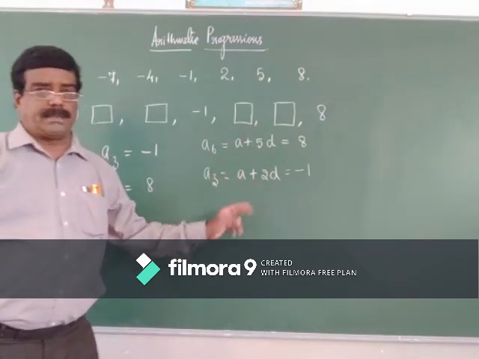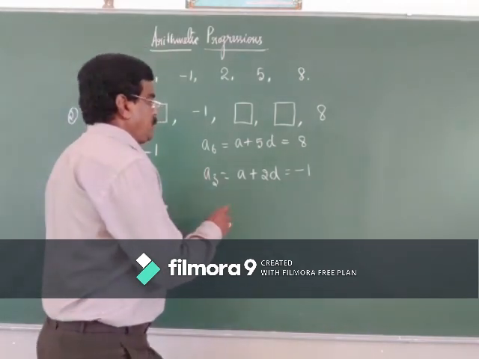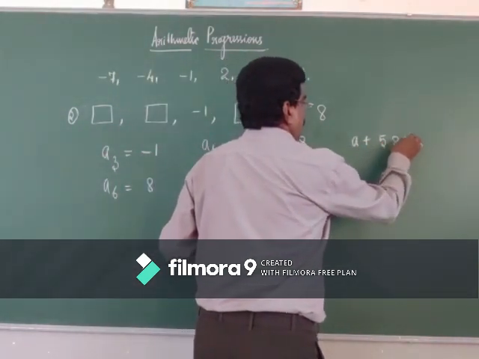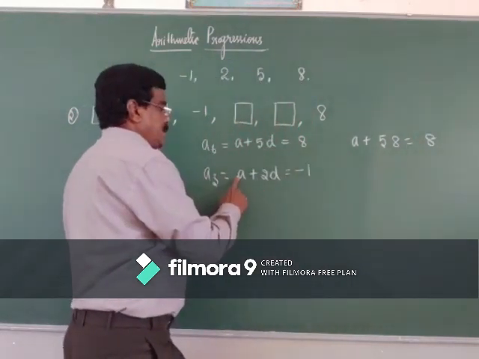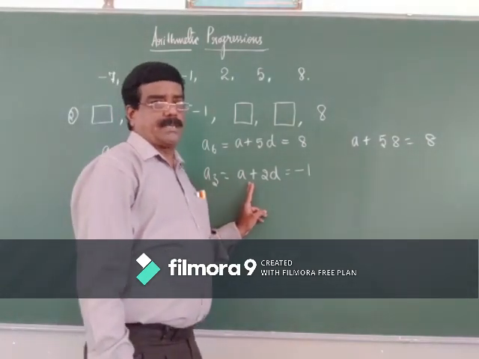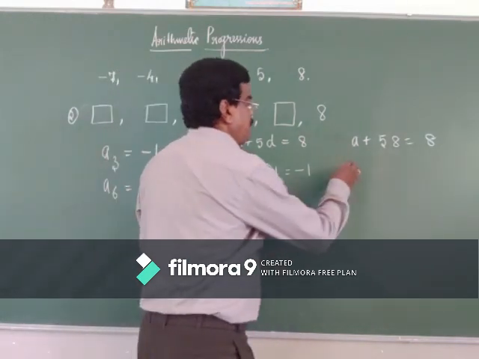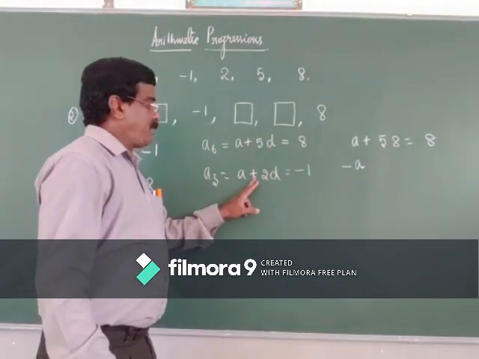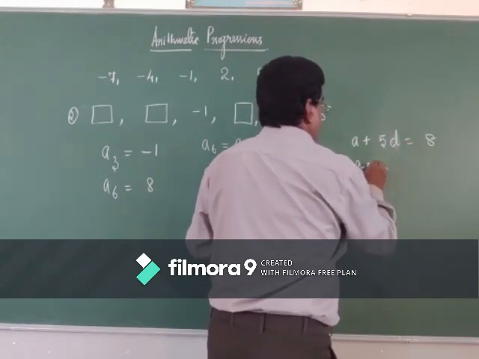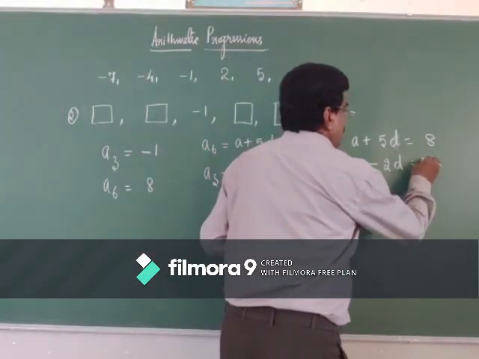Now we will solve these two equations to get the values of A and D. Then we will substitute the values. Here we have A plus 5D is equal to 8. The second equation says A plus 2D equals minus 1. Here what I have to do is subtract the second equation from the first. So learn to change the sign. A is here, so put it as minus A. And plus 2D is there, we change it as minus 2D. Then here minus 1 is there, we change it as plus 1.